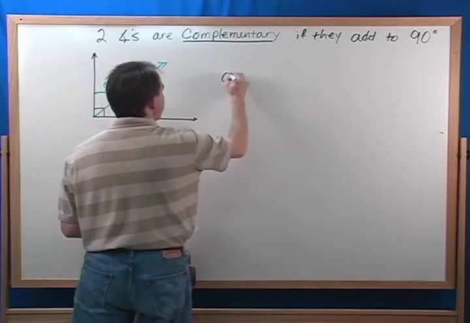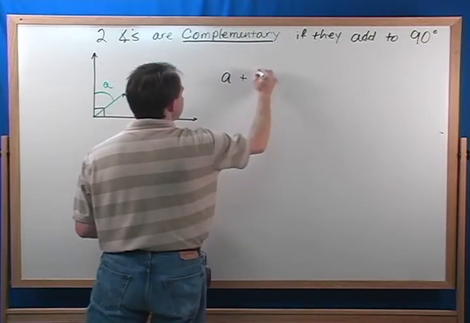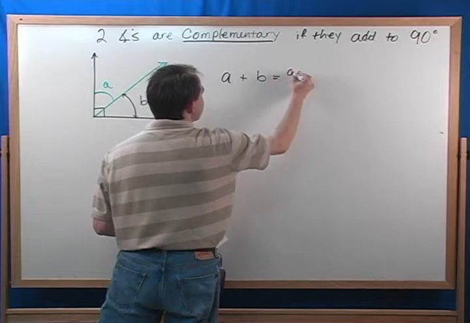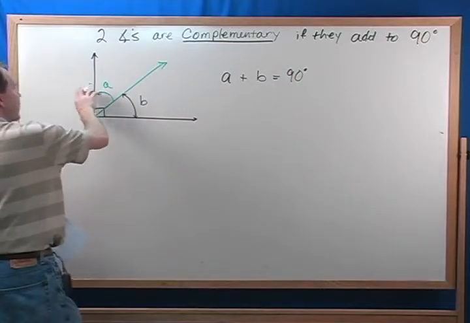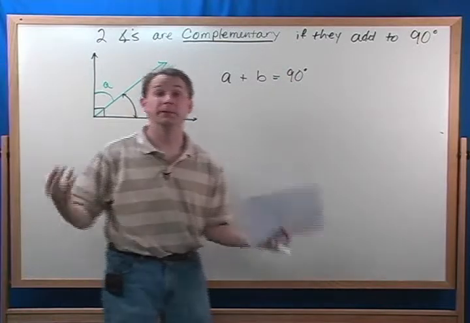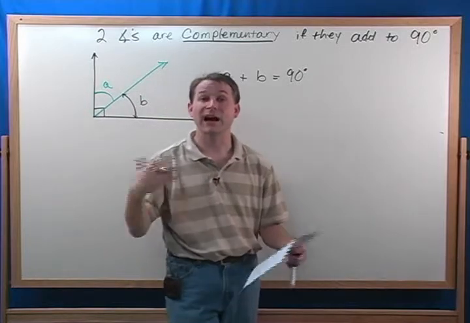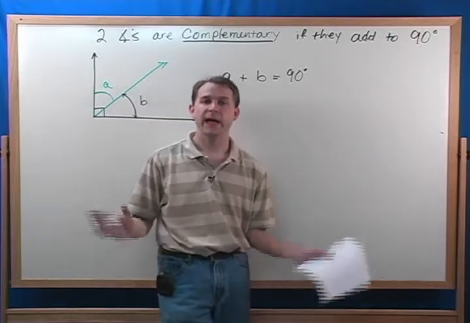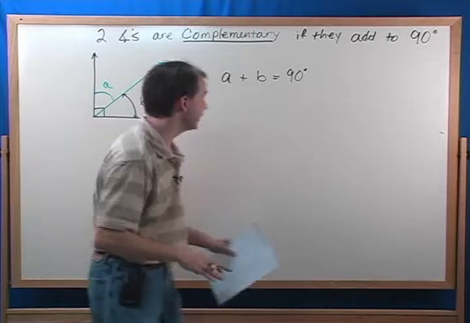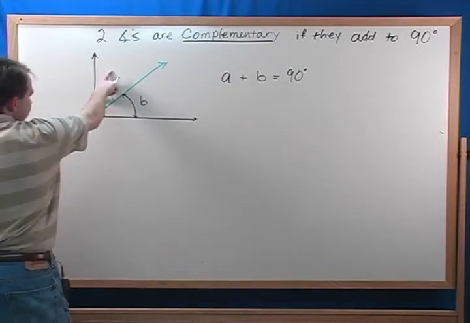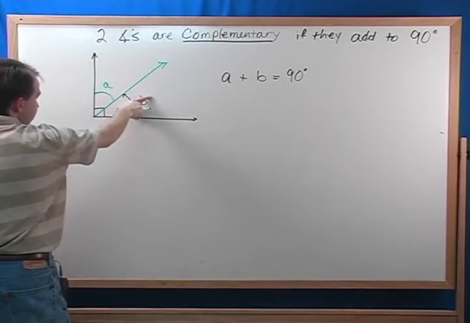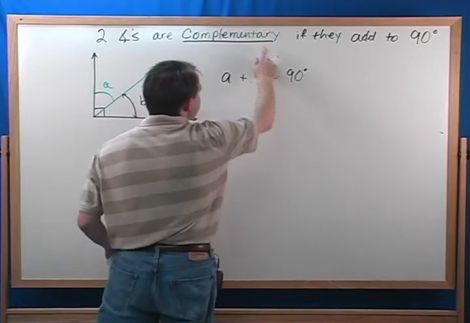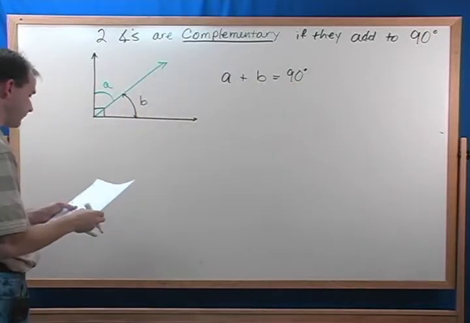If A plus B is equal to 90 degrees, then we say that A and B are complementary. Or we also say that they are complements of each other. A and B are complementary if they add to 90 degrees. So whatever this number is, plus whatever this number is in degrees, if they add up to exactly 90, we say they are complementary.